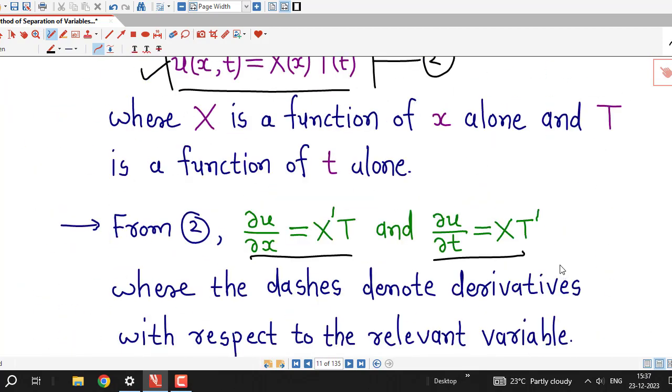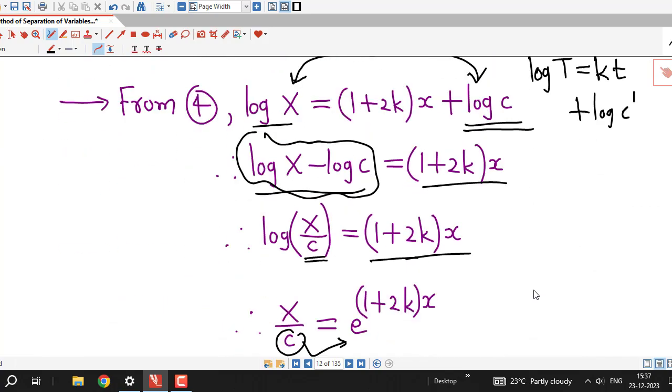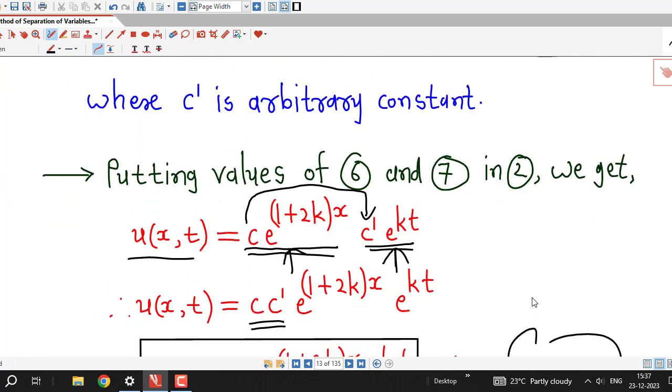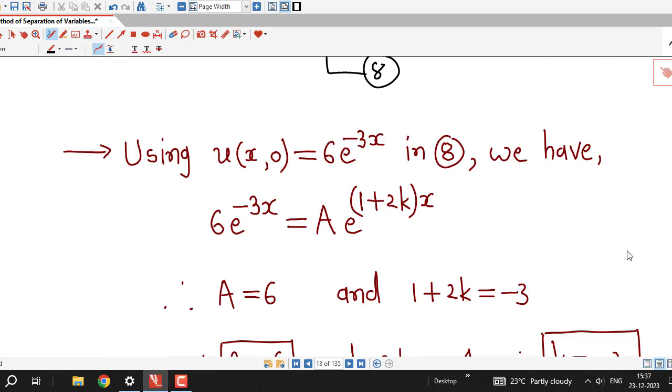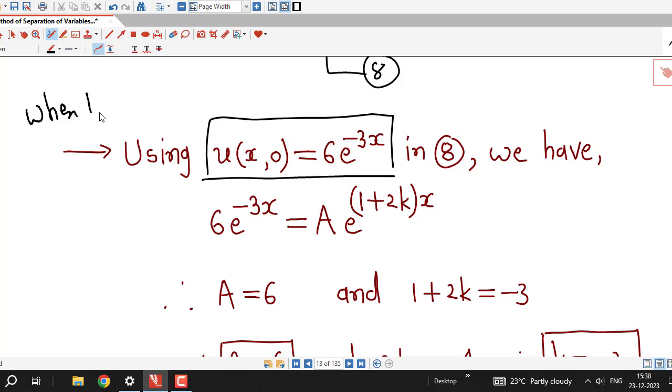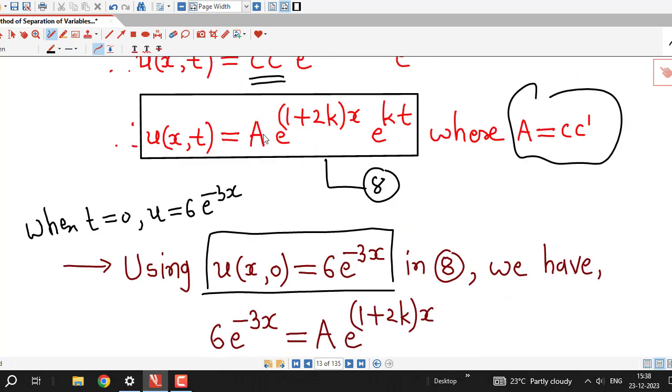Therefore, to use this condition, we put t equal to 0 and u equal to 6 e raised to minus 3x. What is the meaning of this? This means when t equals 0, the value of function u is 6 times e raised to minus 3x. Here capital A is an arbitrary constant, and for different values of capital A we will obtain different values of this function u, or we will have different solutions for different values of capital A.